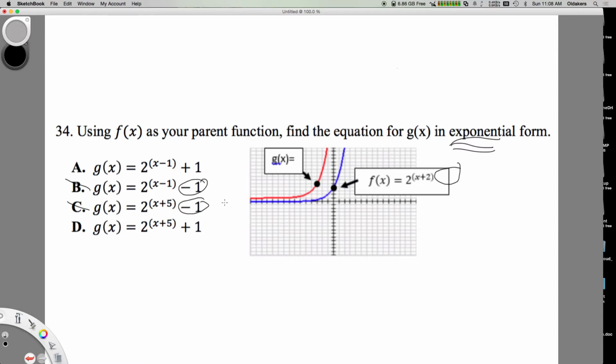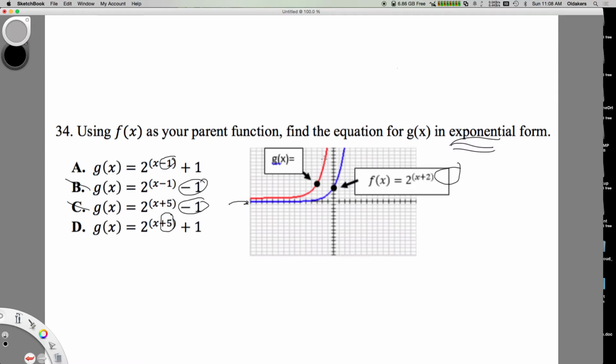We can automatically eliminate B and C, because in both of these, this would be saying that the red graph would be shifted down one, so it would be down here, which it's not. So the next part we have to look at is the h value. We have to look at either -1 here or +5 here.